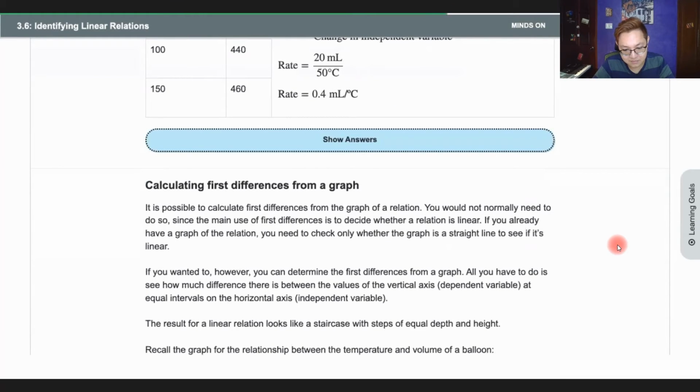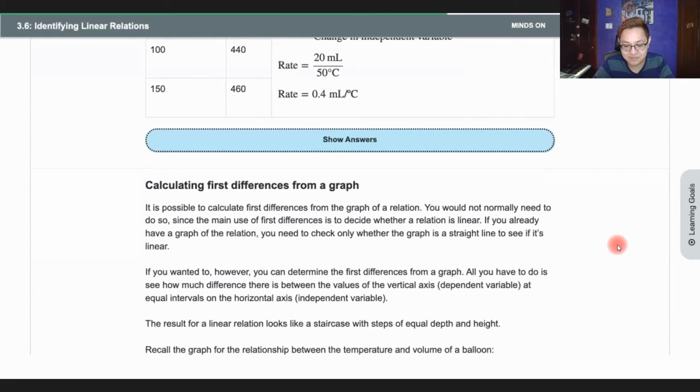Calculating the first difference from a graph. It is possible to calculate the first difference from the graph of a relation. You would not normally need to do so, since the main use of the first difference is to decide whether a relation is linear. If you already have a graph of the relation, you need to check only whether the graph is a straight line to see if it's linear.